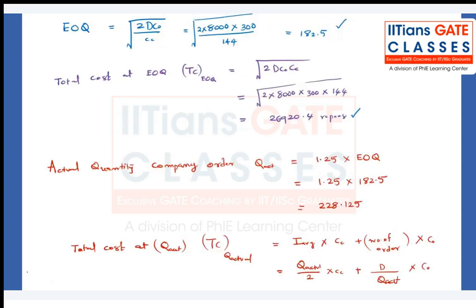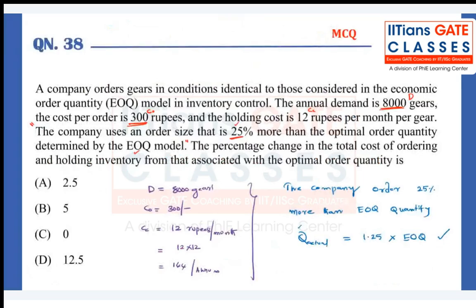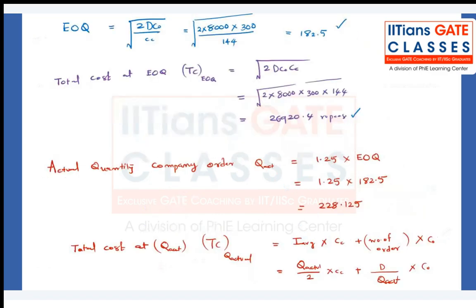Now what do we need to find? Go to the problem. We need to find the percentage change in the total cost of ordering and holding inventory associated with the optimum order quantity. Clear, everybody, guys? Now here, if they order the economic order quantity, what is the total cost? If they order 25% more than the economic order quantity, what is the total cost? That is what we find.